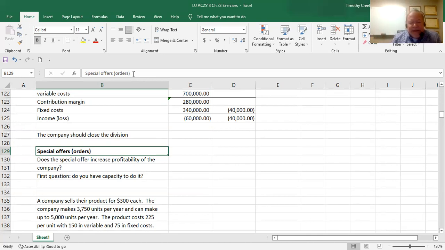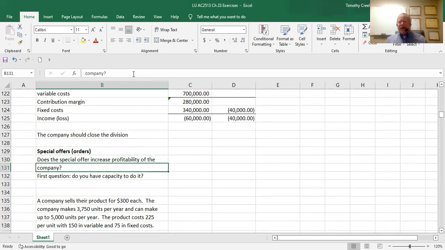And so the decision-making focus here is, does the special offer increase profitability of the company? And when you're looking at this, here's the key. You want to look at the revenues and cost only specifically related to the special order. And the reason is because the fixed cost, now typically this is the variable cost, the cost of producing the product or service.